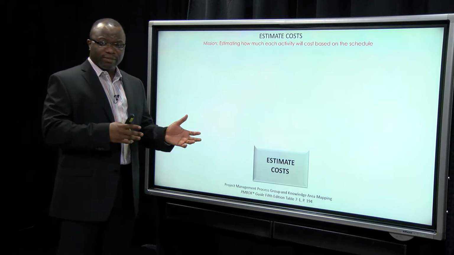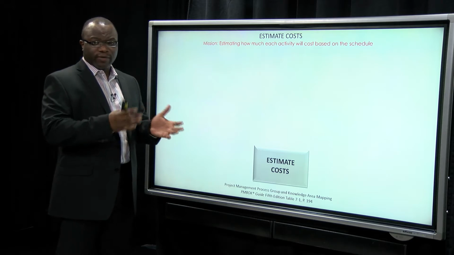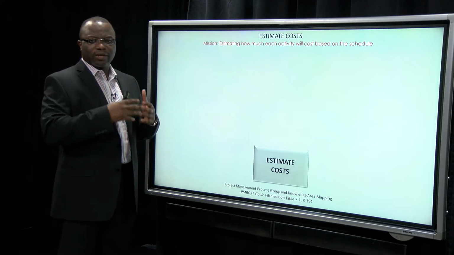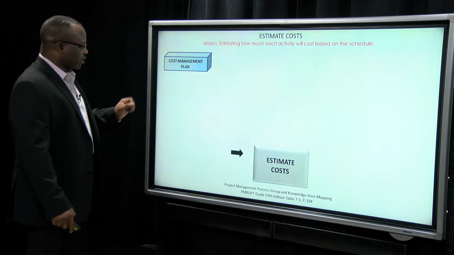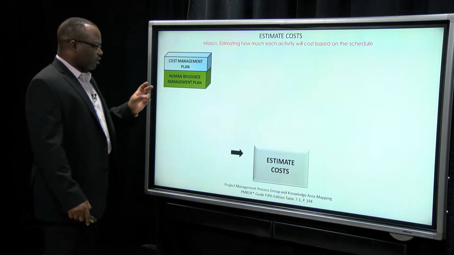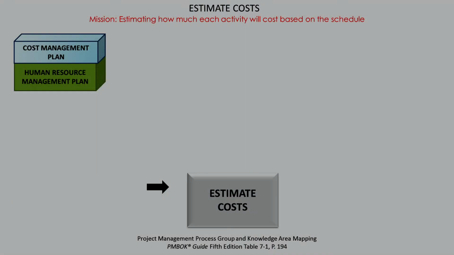Estimate costs, estimate activity resources, and developing the schedule are all done in an iterative fashion. The inputs to estimate cost: the cost management plan, the human resource management plan, because you need to know how much those human resources will cost, and the scope baseline, which gives you the entire scope of the project.